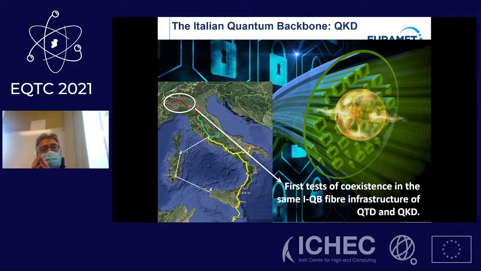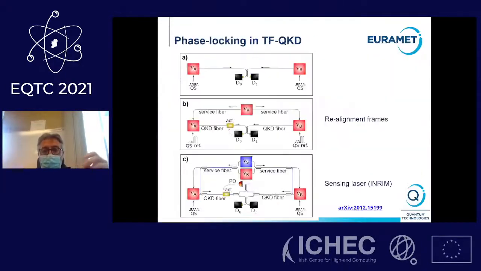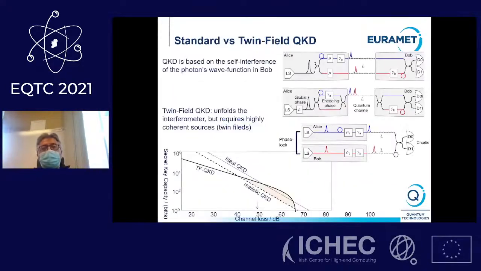Another interesting application of metrology for QKD goes beyond the idea of developing metrology for quantum technology: it is exploiting some metrological infrastructure for a different kind of application. This is the case, for example, of frequency distribution. So what is the idea behind that?